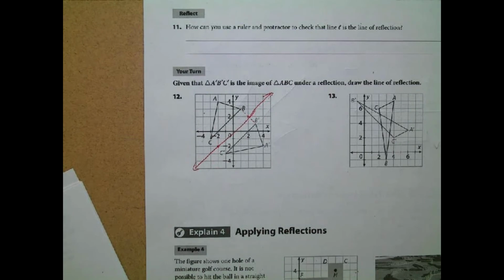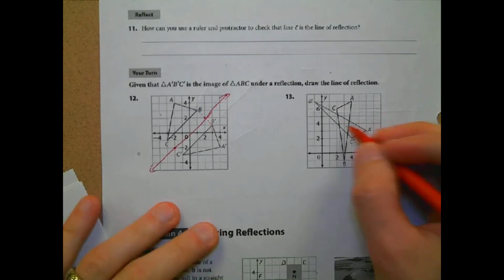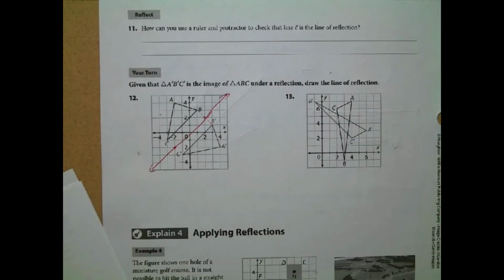In this one in 13, okay, there are some points that don't move, right? Right here and right here. It looks like they kind of stay the same. But you can also use your patty paper or your mirror there to help you as well. Okay, your choice. Or you can find those midpoints.